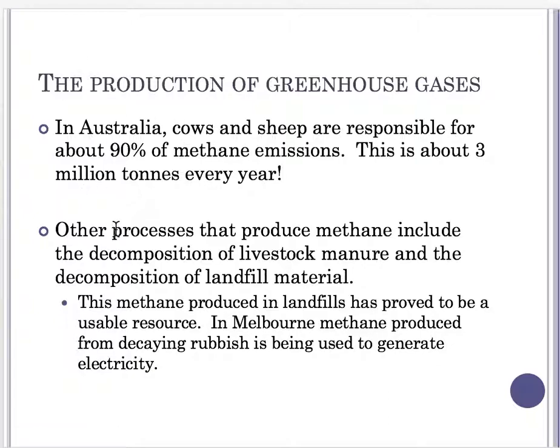So here we go. 90%. Cows and sheep are responsible for 90% of methane. So this is about 3 million tonnes every year. Other processes that produce methane include decomposition of livestock manure and the decomposition of landfill. This methane produced in landfills has proved to be a usable resource. In Melbourne, methane produced from decaying rubbish is being used to generate electricity.